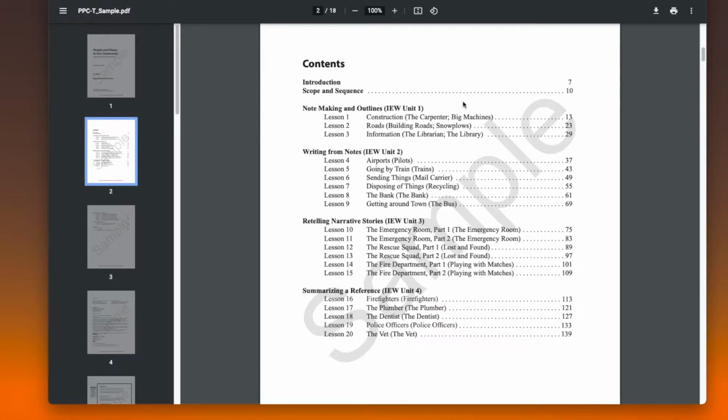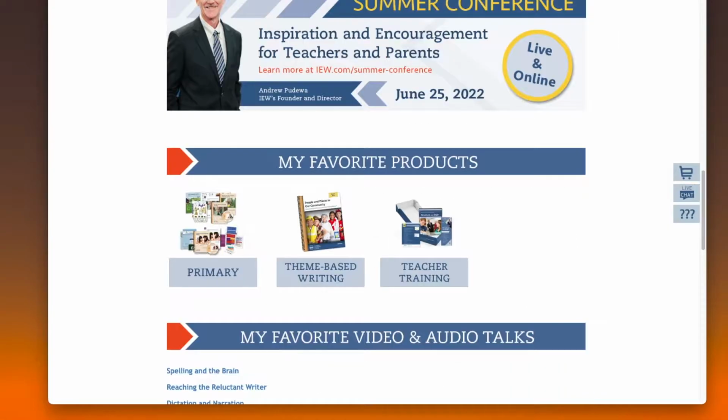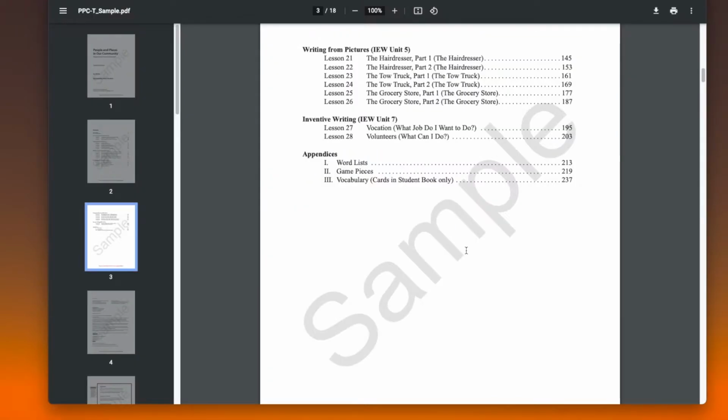So this goes over note making and outlines, which is Unit 1. Writing from notes, Unit 2, retelling a narrative story, Unit 3, summarizing a reference, Unit 4, writing from pictures, Unit 5, and inventive writing, Unit 7. Again, these are the same units that they use throughout their programs, the structure and style units.